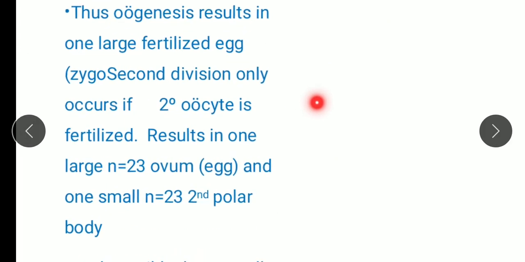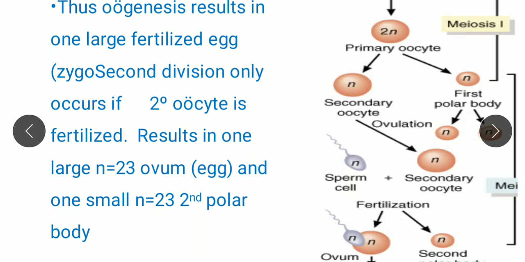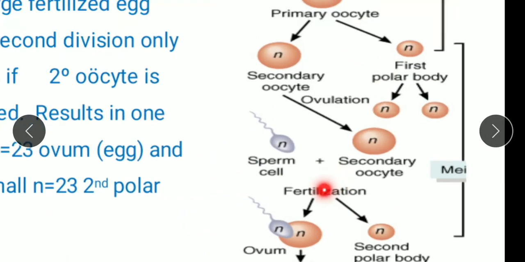Oogenesis results in one larger fertilized egg, the zygote. The secondary division only occurs if a secondary oocyte is fertilized, resulting in one larger ovum with n equal to 23 and one smaller second polar body with n equal to 23. So this is the picture: oogenesis results in the larger fertilized egg. It is the larger one.